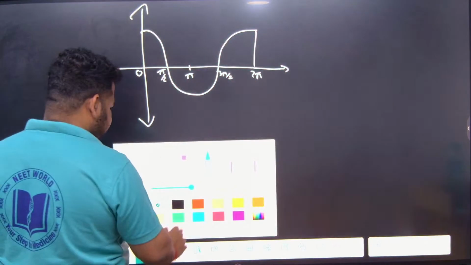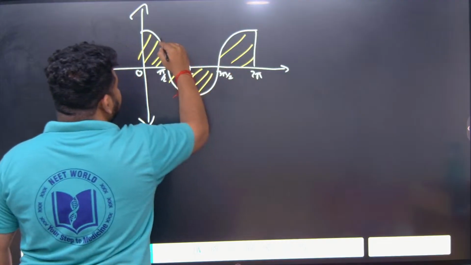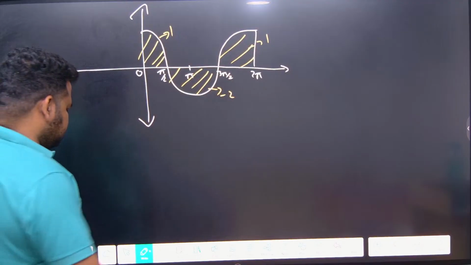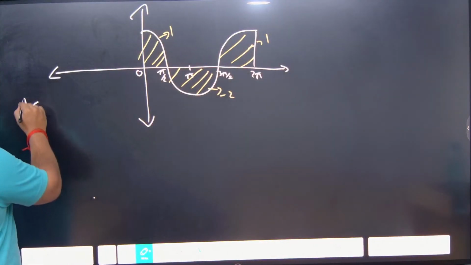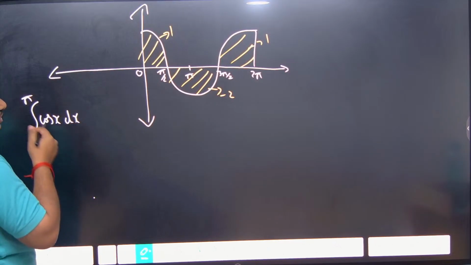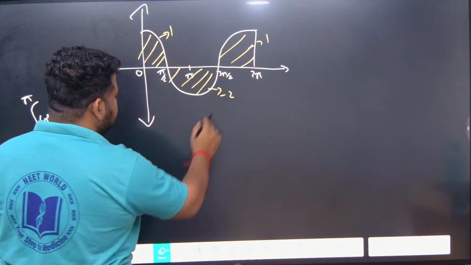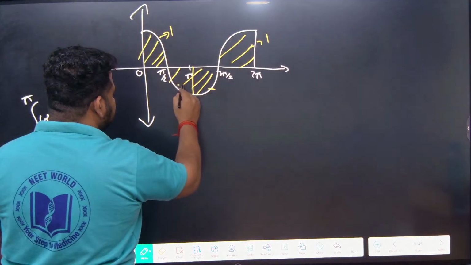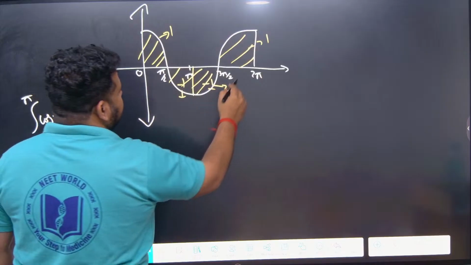Now if you look at this region, this value will be equal to 1, this value will be equal to minus 1, and this value will be equal to 1. Now if I apply the integral from 0 to pi of cos x dx, we already got the value. Be careful, this value will be equal to -1, and this value will also be -1. This total value is -2, that is perfect. And this value is +1. So see here.